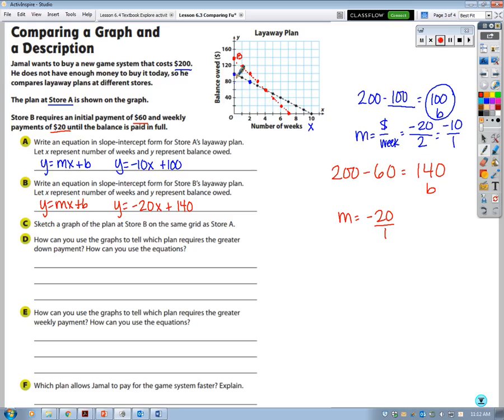And so that's what we're going to say. We're going to talk about the y-intercept there. So how can we use the graph? We can look at the y-intercept, which represents 0 weeks, right? To find out how much is remaining to be paid.